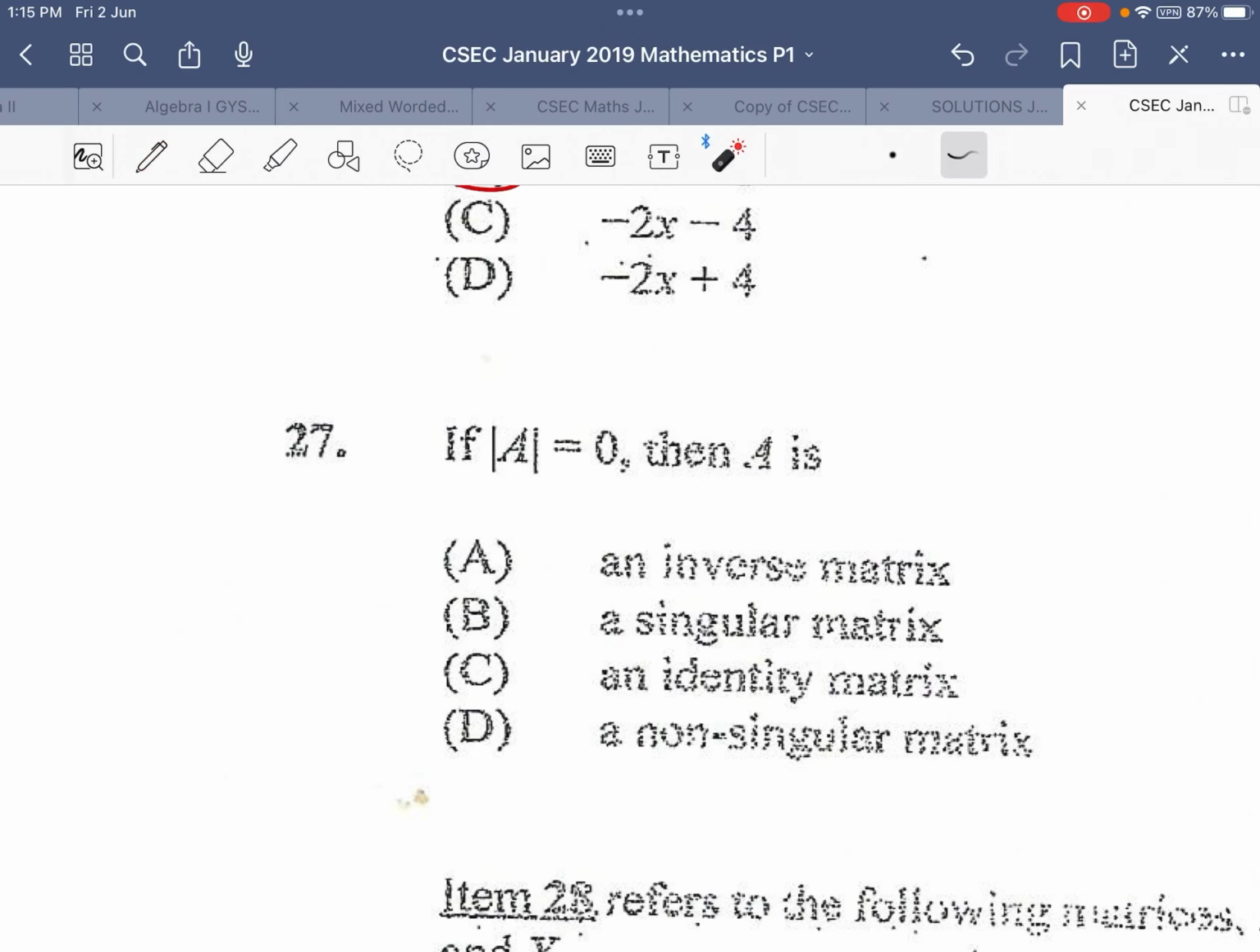Right, so this one says if the determinant of some matrix A is equal to 0, then A is, so this is just knowledge, a singular matrix, right? So if the determinant is 0, then A is a singular matrix, and it also does not have an inverse.